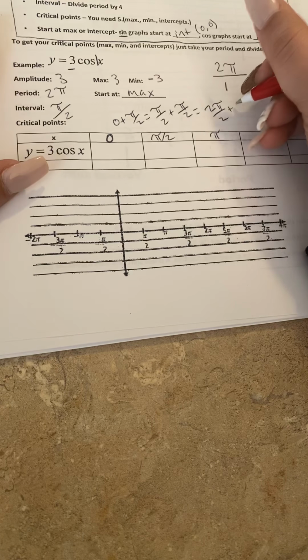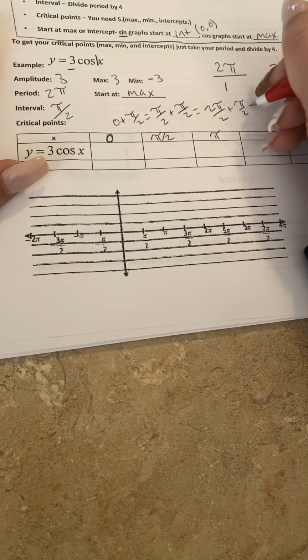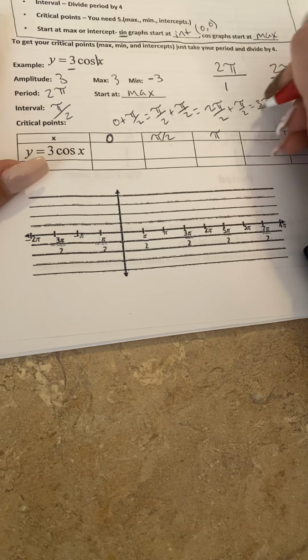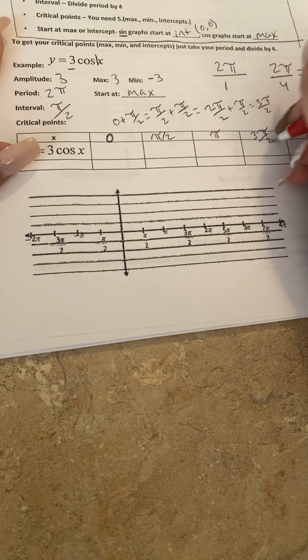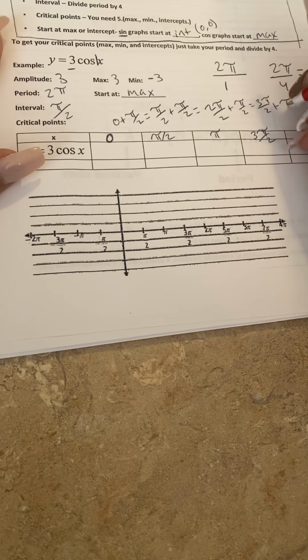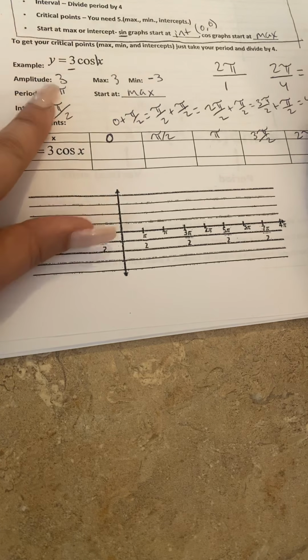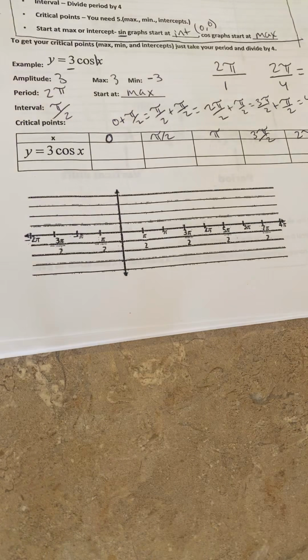Okay? Then I'm going to add another pi over 2, which gives me 3 pi over 2. And I can't simplify that, so that stays 3 pi over 2. Then I add another pi over 2, which gives me 4 pi over 2. So that simplifies to 2 pi, which is my period. So that means I know I did the right thing because I started at 0 and I ended at 2 pi. So I know that my points are in the right spot here.